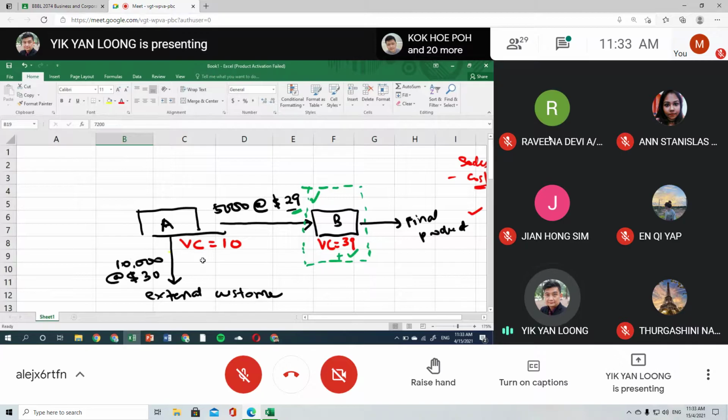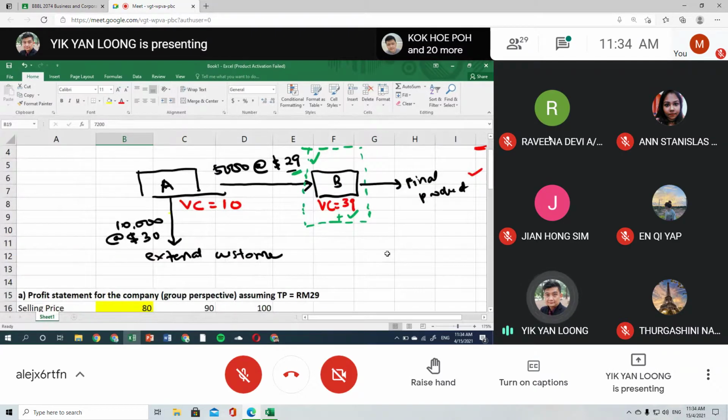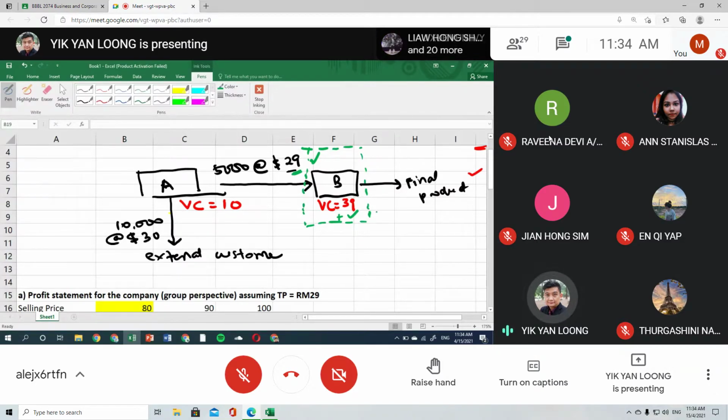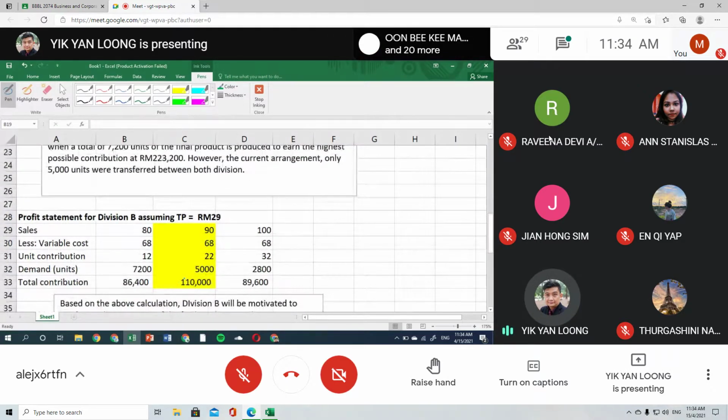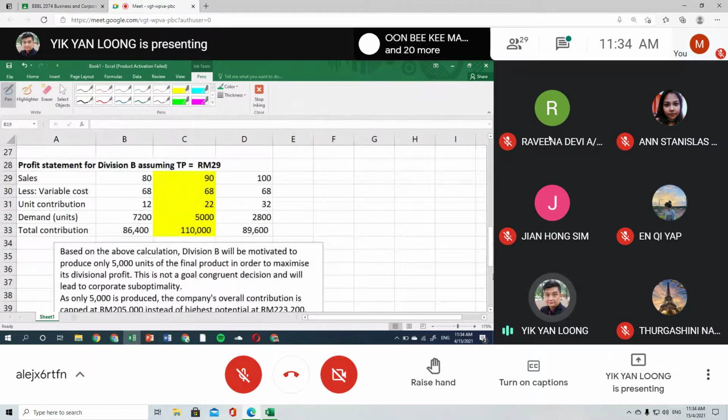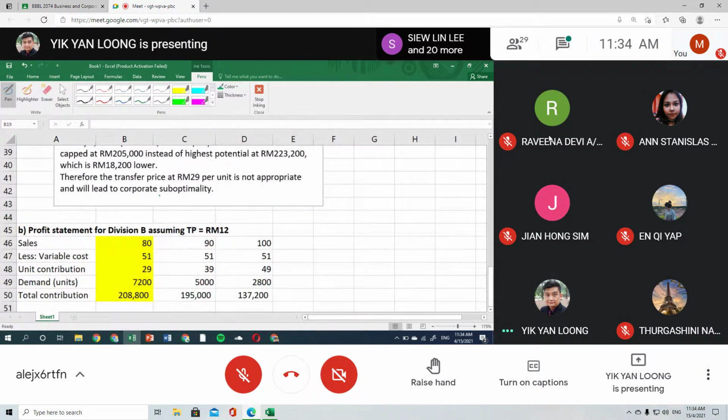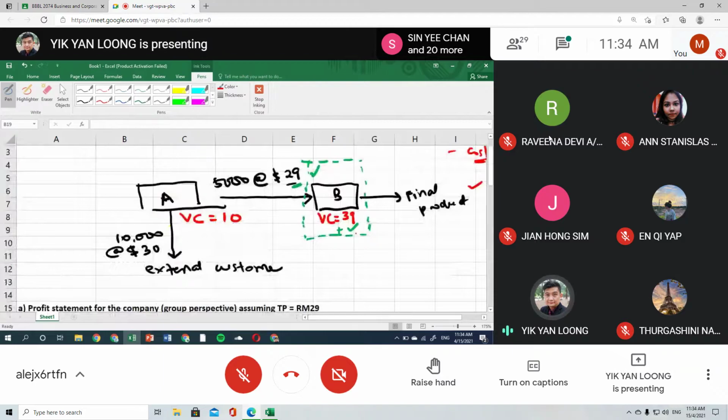Now the final task here is that B will be more than happy to accept this transfer price, because B will earn higher profit, isn't it? Originally the total profit earned is only 110,000, but when you change the transfer price to 12, it will now earn 208,800. So B will be happy at 12 ringgit. At the same time, this 12 ringgit will also motivate B to produce and sell 7,200 units, right? So this is a goal congruent decision.